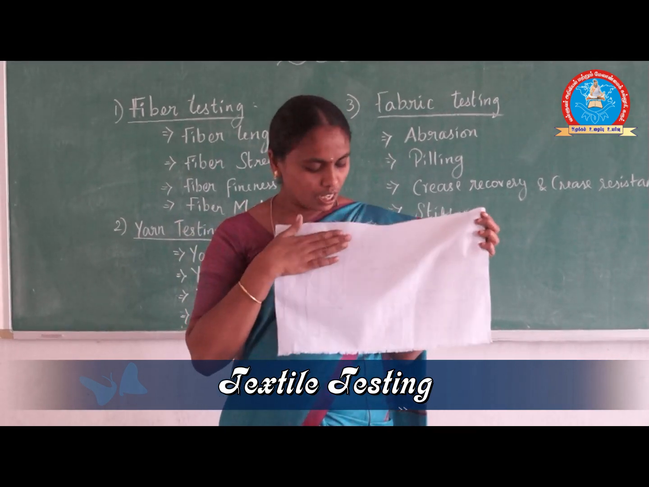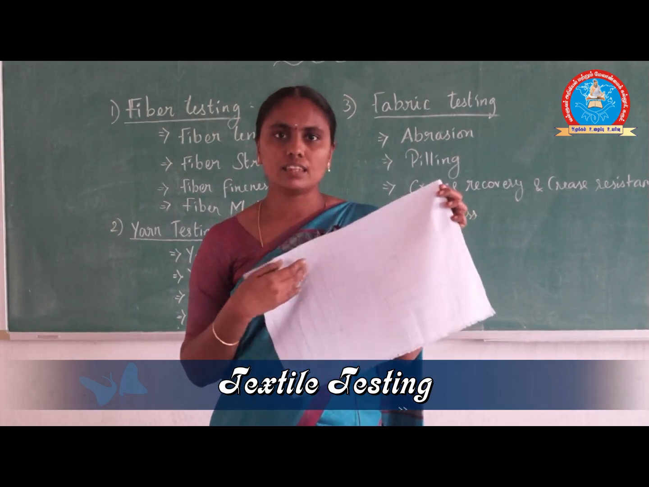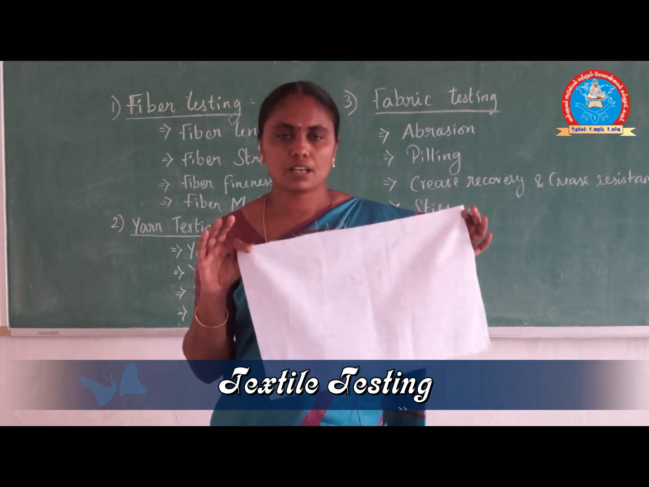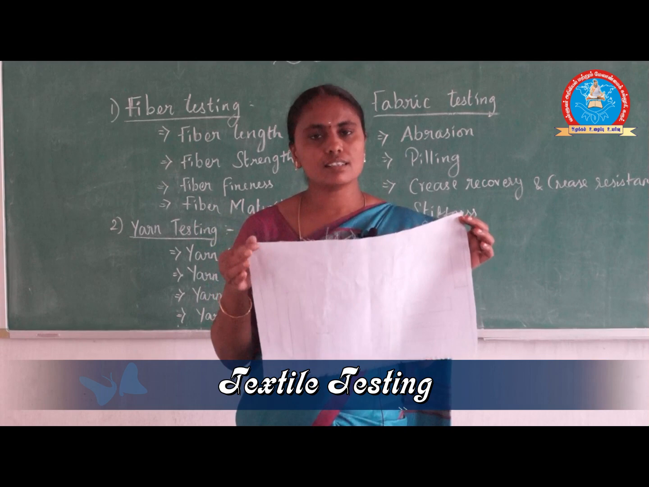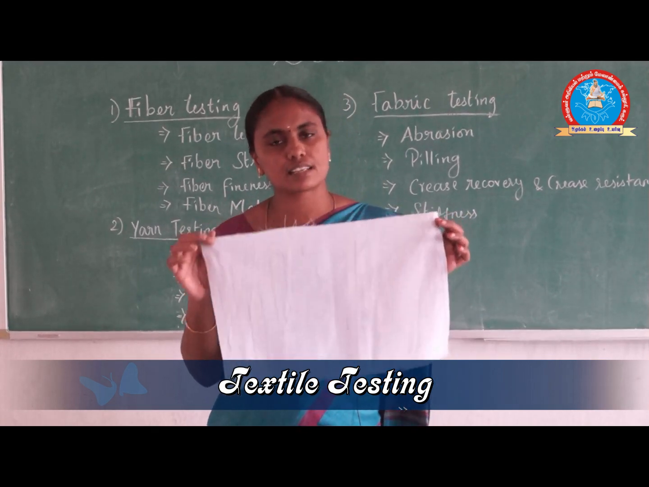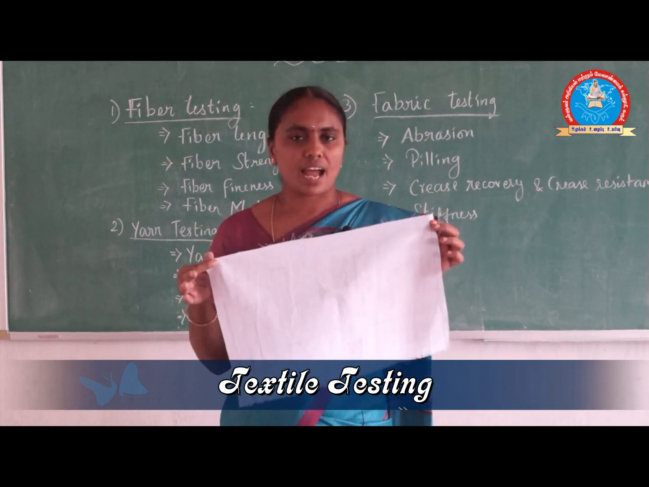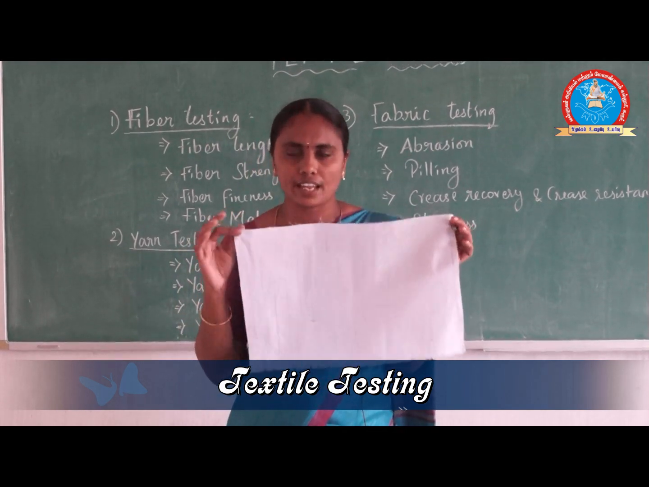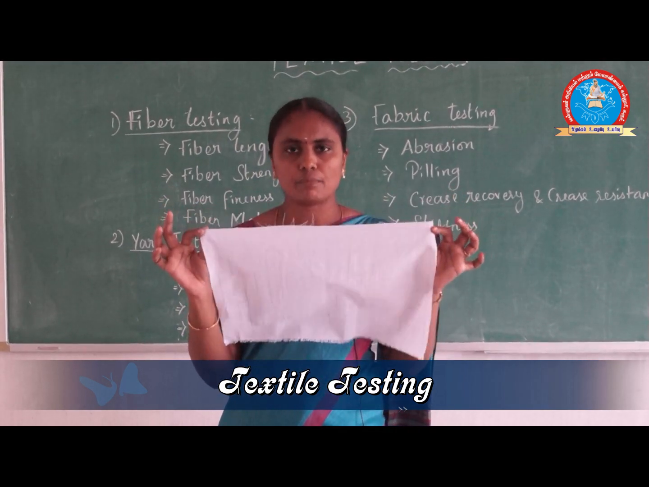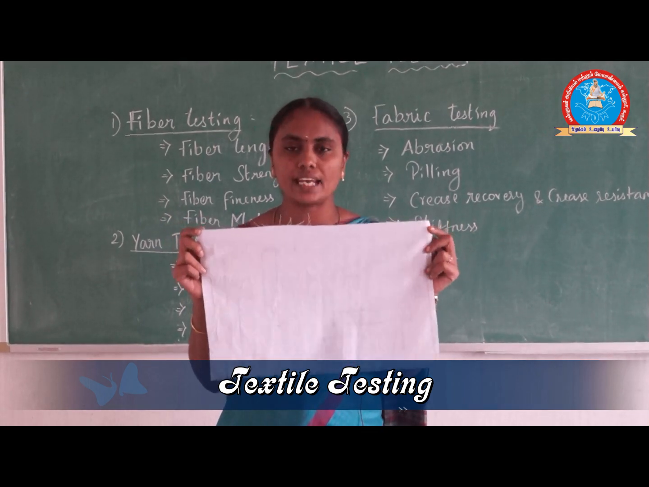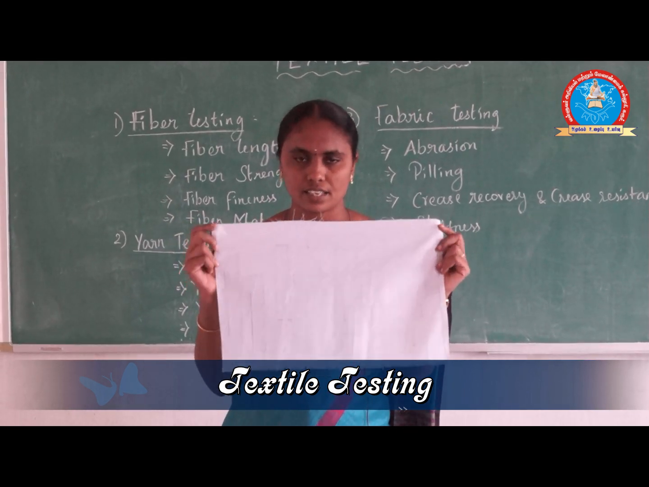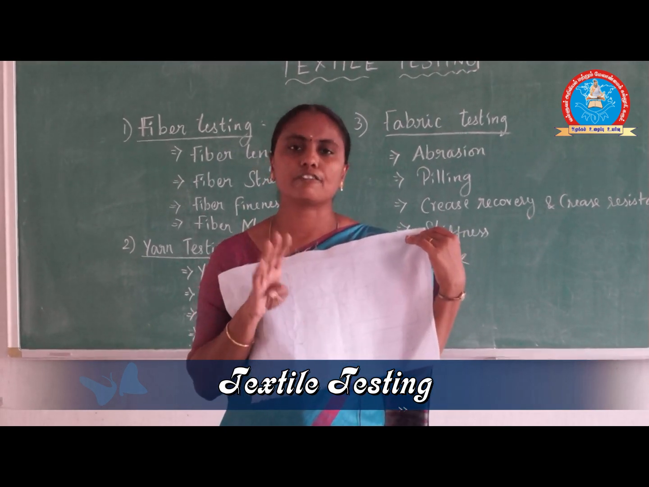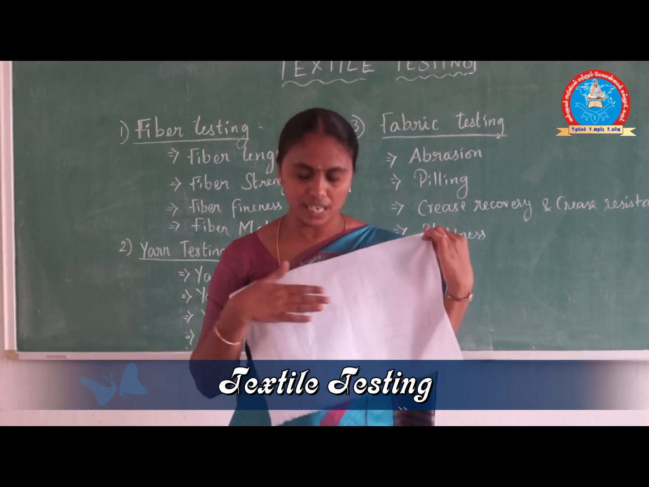We should keep this cotton cloth without any crease or wrinkles, because if any wrinkles or creases are present in the cloth, it will give a bad or wrong result. So we ensure that the fabric is without any crease or wrinkles. And then we prepare 4 warp-way specimens and 4 weft-way specimens like this.